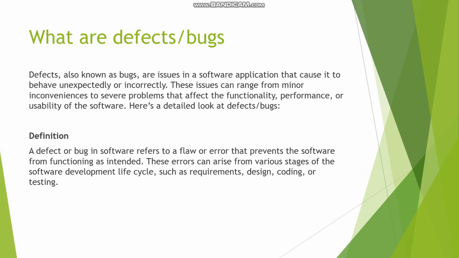Here is a detailed look at defects and bugs. Definition: a defect or bug in software refers to a flaw or error that prevents the software from functioning as intended. These errors can arise from various stages of the software development lifecycle, such as requirements, design, coding, or testing.